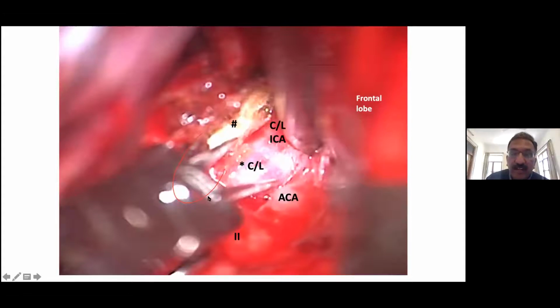So this is the right-sided aneurysm. This is the contralateral ICA. This is the proximal part of the neck of the aneurysm. This is the distal part of the neck of the aneurysm.